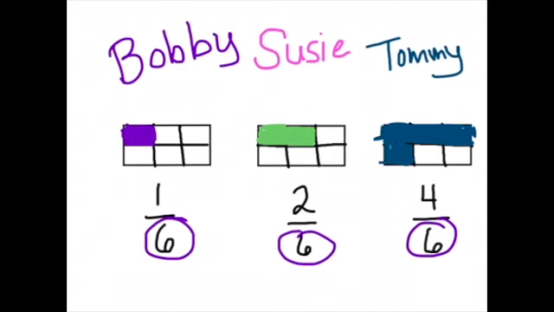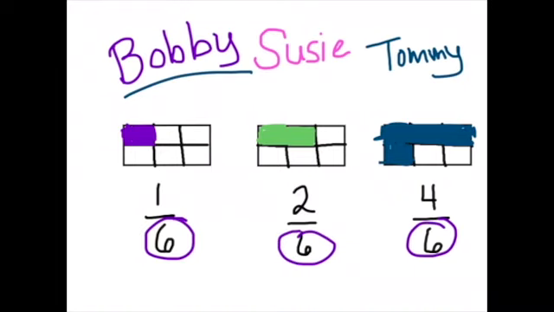So which friend would you rather be in this situation? Would you rather be Bobby with only one of those pieces, 1/6? Would you rather be Susie where you got 2 of those pieces? Or would you rather be Tommy where you got 4 out of those 6 pieces? I would rather be Tommy in this case, right? Because I would rather have 4 of those big pieces. That's almost the whole entire brownie tray.